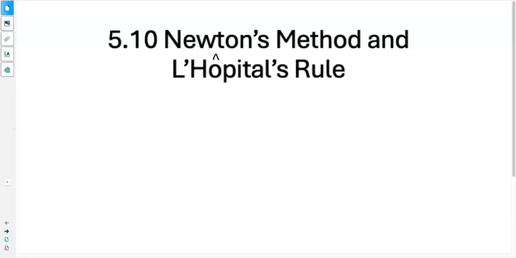Hi, today we are looking at Newton's method as well as L'Hopital's rule. So we'll start with Newton's method.